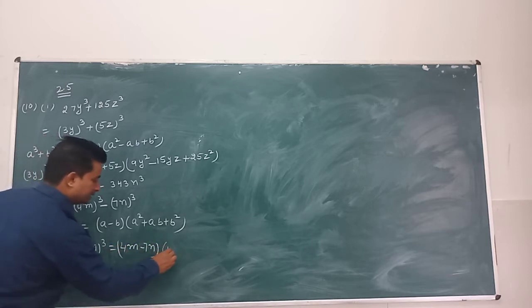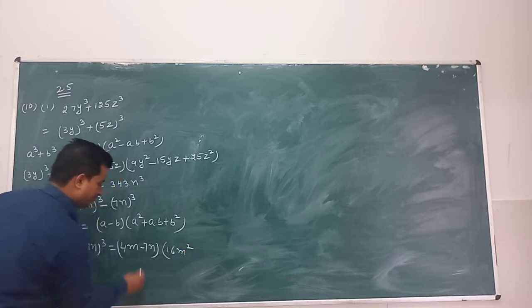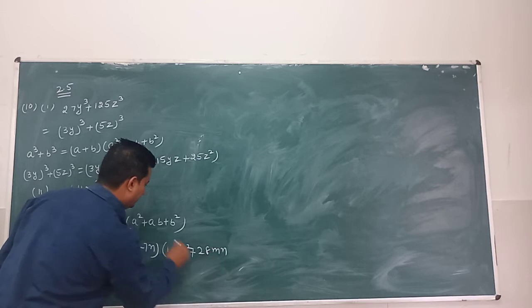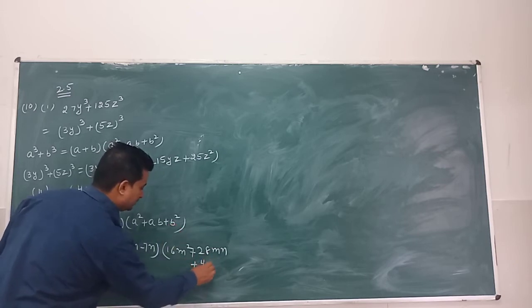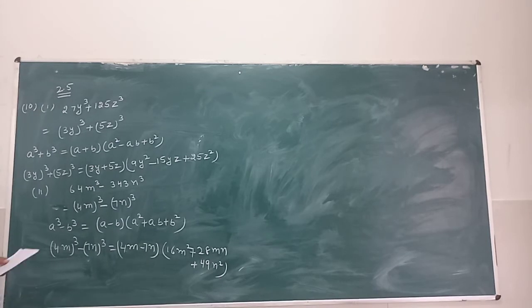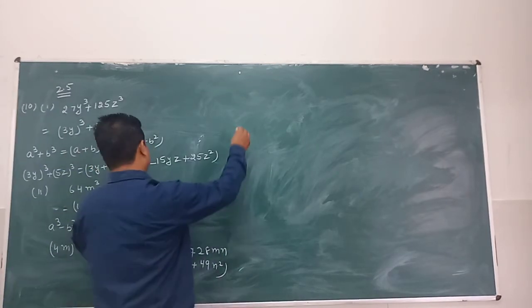A square is 16m square, ab is 28mn, and b square is 49n square. These are the factors of this polynomial.